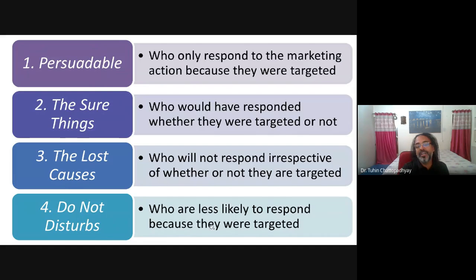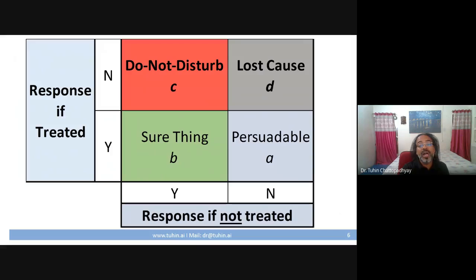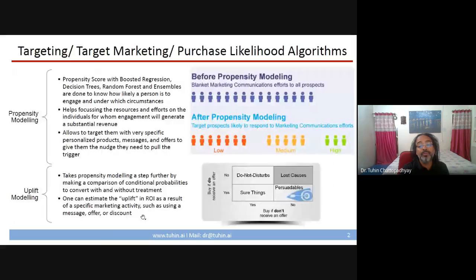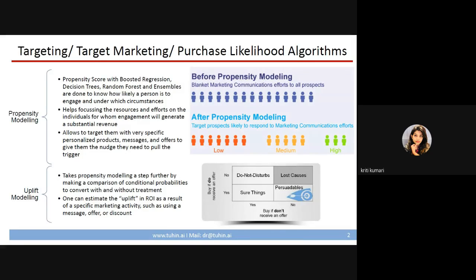And do not disturb are very interesting. They are less likely to respond because they are targeted. If you don't target them, they will be happier and they will purchase. That's what comes out of uplift modeling. That's the beauty of uplift modeling, while propensity modeling cannot go to this extent. I hope I'm clear on uplift modeling. So, is there any example of do not disturb kind of customers?